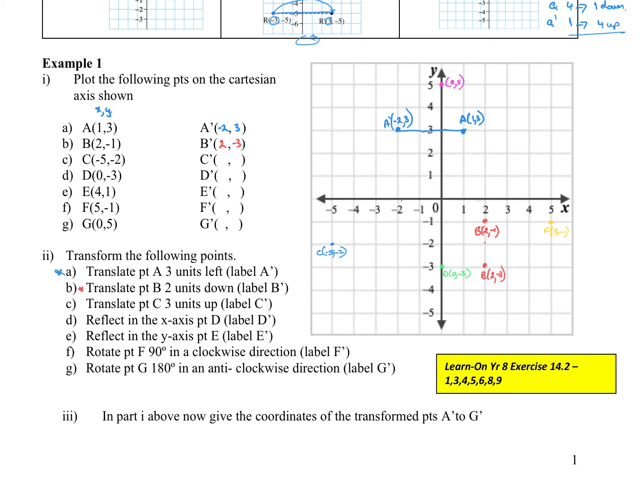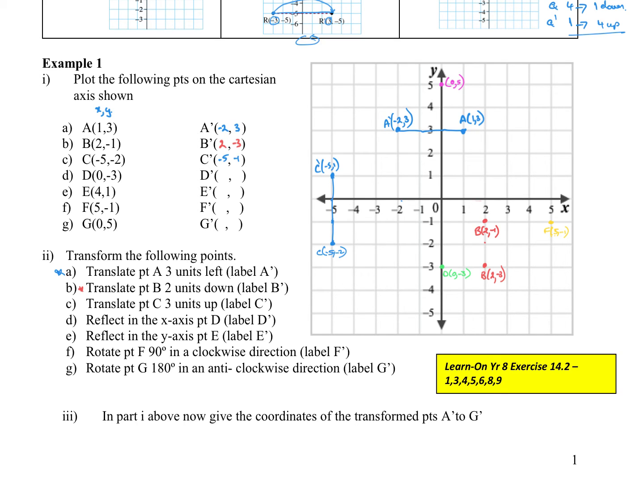Go blue again for C. Translate the point C 3 units up. There's the point C over here on the left. So the point C has moved 3 units up. So I'm going to go 1, 2, 3. And where am I now? Well, I was down at -2, plus 3 puts me at +1. -5, 1 for C dashed. So let's fill that in.